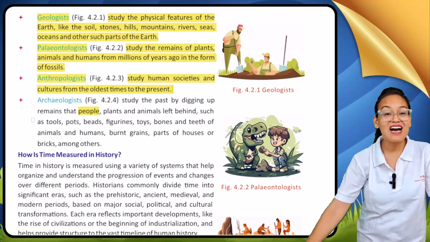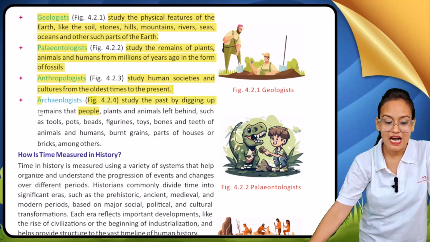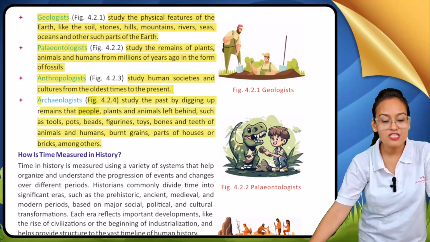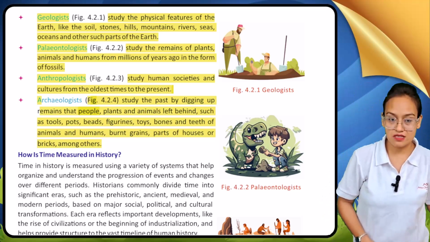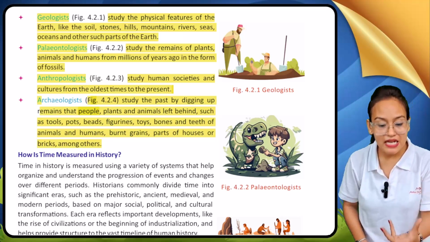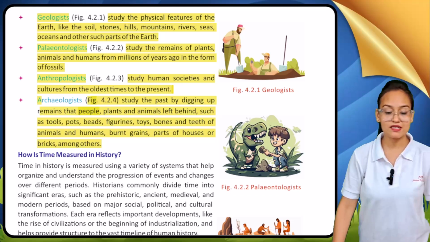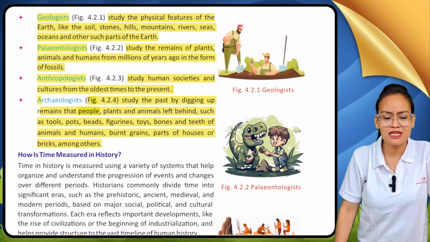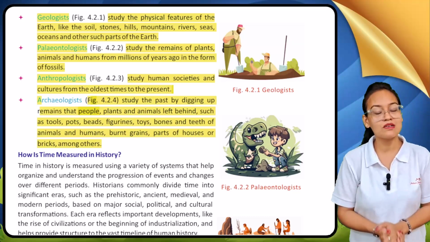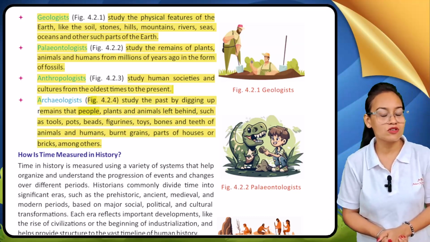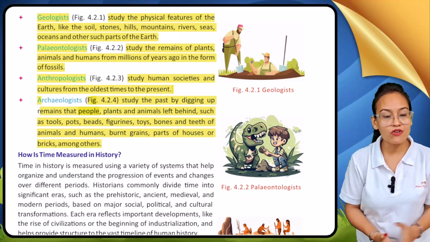Archaeologists. Now, who are archaeologists? Archaeologists are a group of people who study our past by digging up remains, the remains present on our planet Earth in the form of plants, animals, and human beings. For example, in human civilization, we can take the example of remains of tools, pots, beads, figurines, toys, etc.